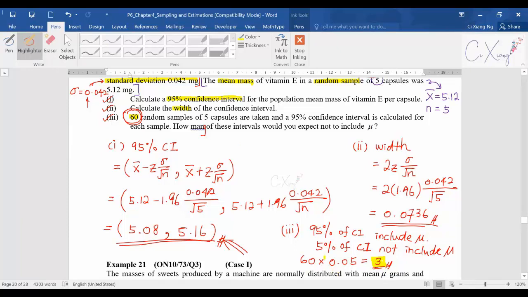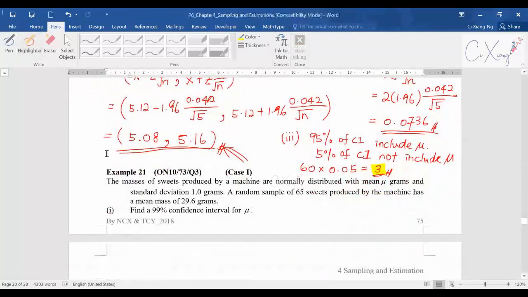The concept is very similar to, let's say, 95% of students pass a paper. Now I'm having 60 students. How many of the students do not pass the paper? So you just take 60 multiplied by 5%. Okay, so this is the idea. It is just common sense, no specific formula, no specific rules to follow. Okay, so this is what we have for example 20. I hope that you roughly have the idea here. So if no problem, we will continue to example 21.